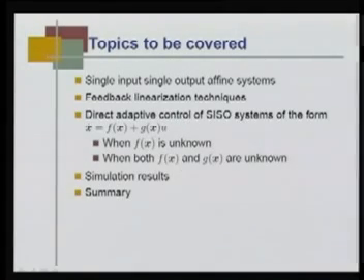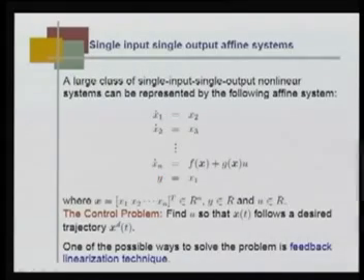Before we assume f(x) and g(x) to be unknown, let us first consider the case where f(x) and g(x) are both known. Then this control scheme is solved using feedback linearization. So, this is the first part we will be talking about: the single input single output affine system. The structure is given here.